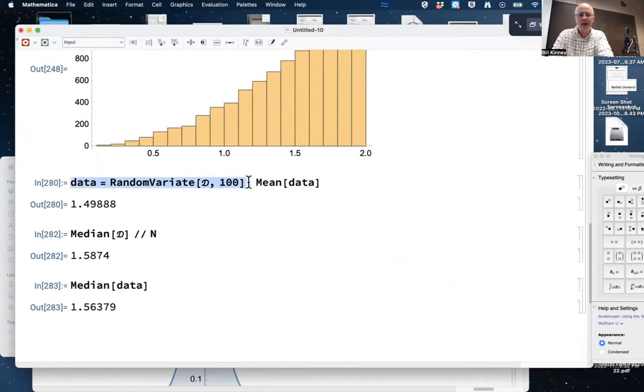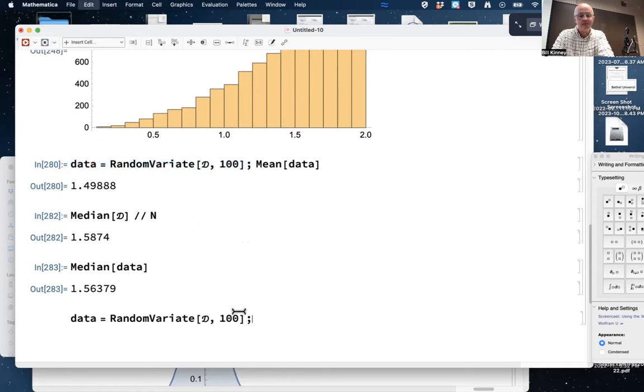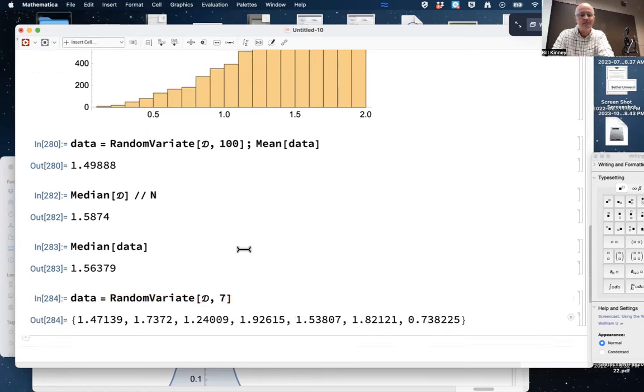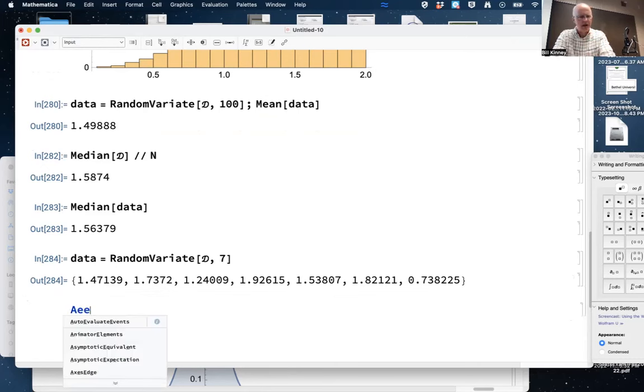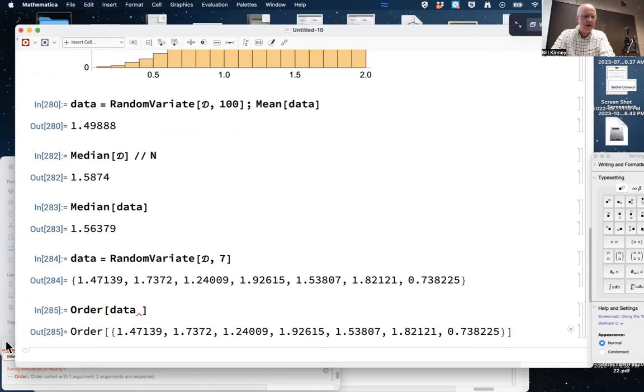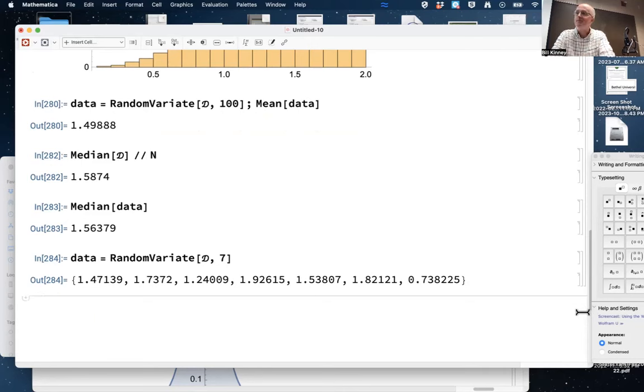Let's see the data set, though we don't want 100 data points. How about just 7? There they are. Can I put these in order from least to greatest in Mathematica? Yes, there's a way to do it. I'm just forgetting how. Arrange? No. Order? Maybe. Okay, no, not order. I'm just forgetting the command.